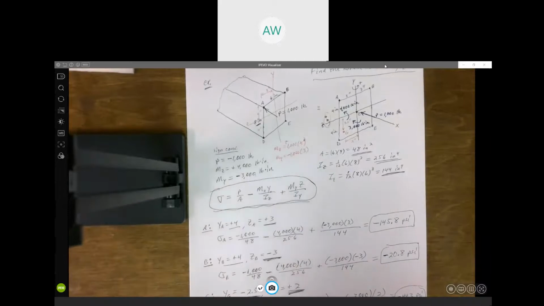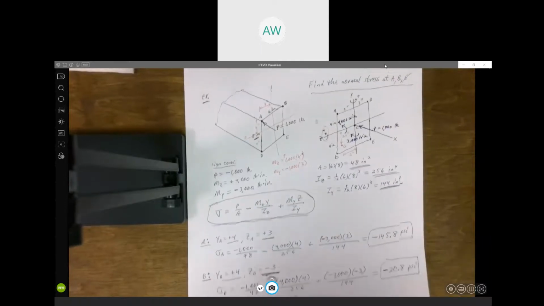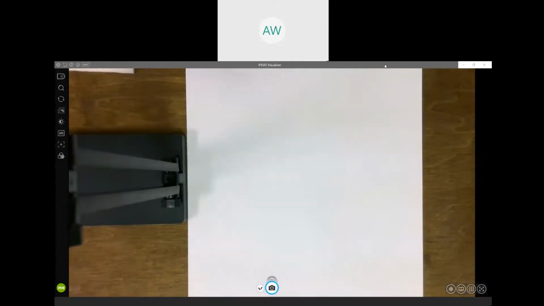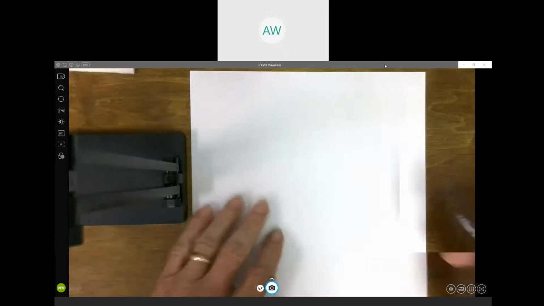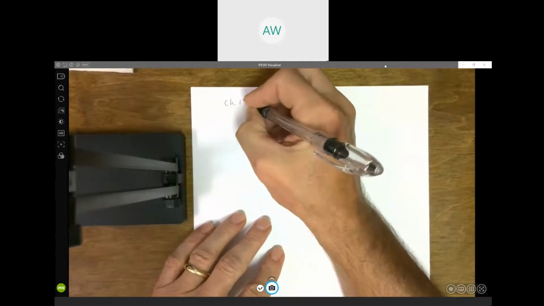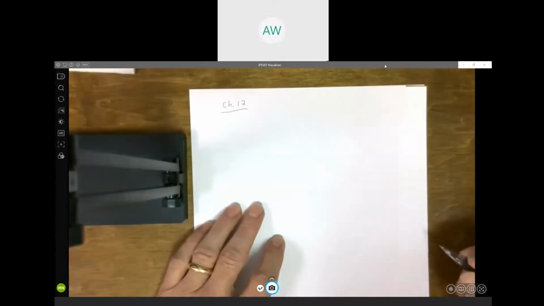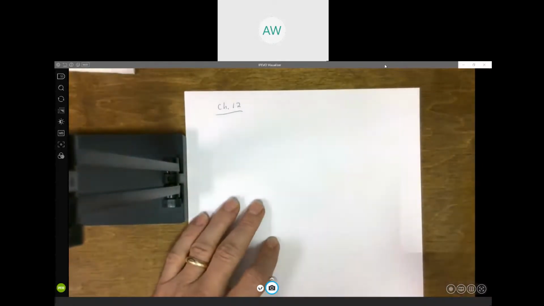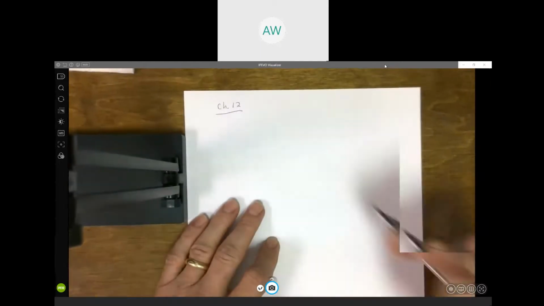All right, so that's all we're doing in chapter 8. And now we're going to skip ahead to chapter 12 and talk about the deflection of beams. And that's basically all chapter 12 is about. And we're not going to do all of chapter 12 for a couple of reasons.